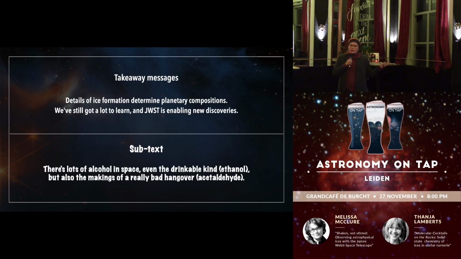We've got a lot to learn, but JWST is enabling new discoveries right now as we speak. And the subtext of this whole thing, which you waited for, there's a lot of alcohol in space, including the drinkable kind, but you're going to get a hangover because there's acetaldehyde too.